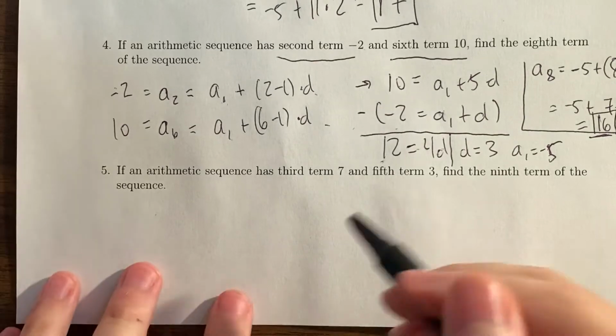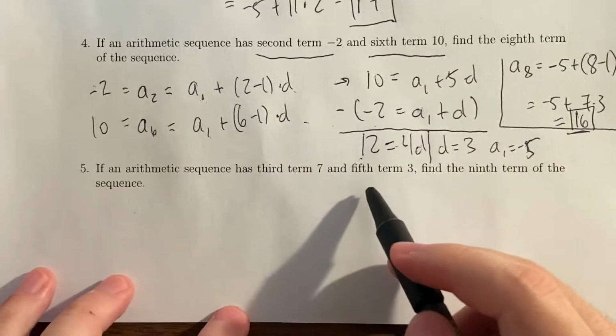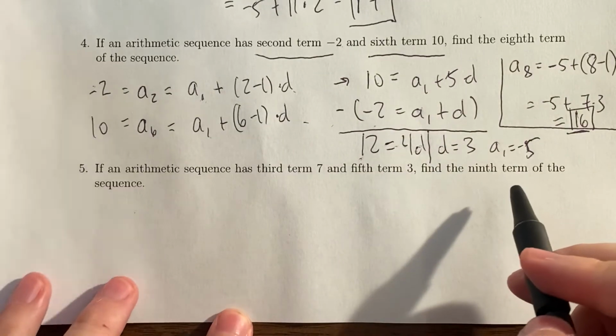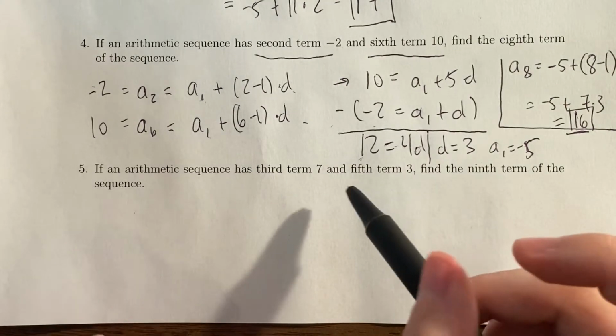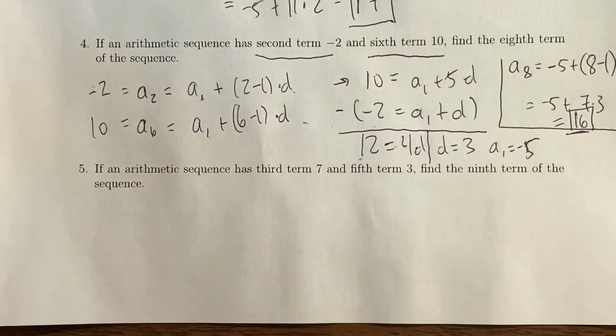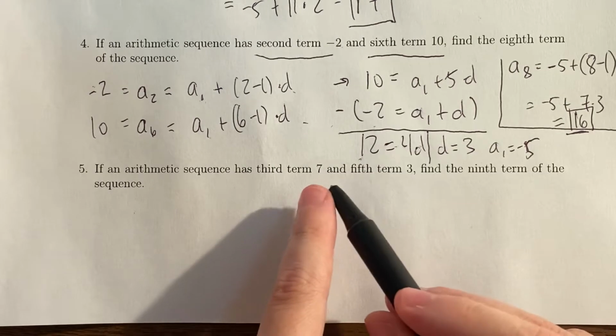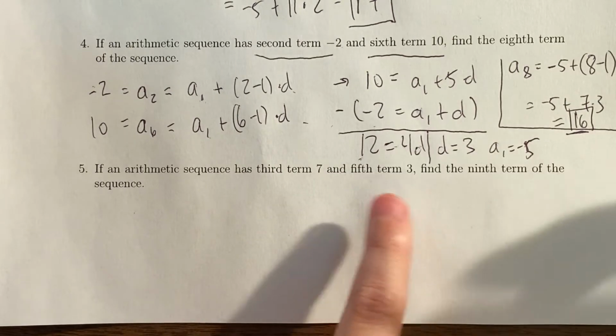Same sort of setup. So we have the 3rd term being 7, the 5th term being 3, and we want to find the 9th term. So in this case, again, you can take shortcuts if you realize, well, you go from 7 to 3, that's -4 to get to the 5th term.